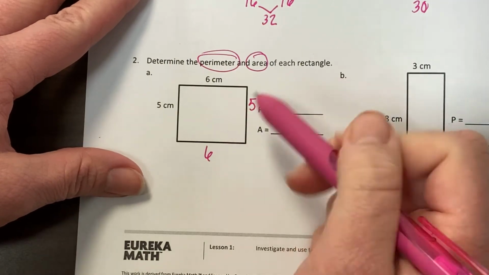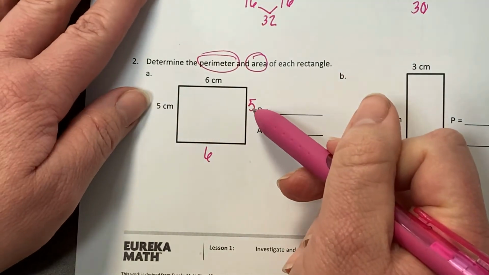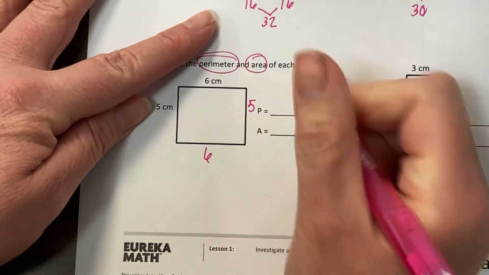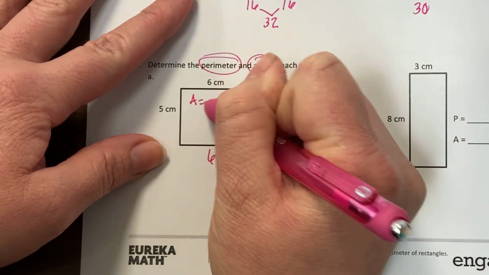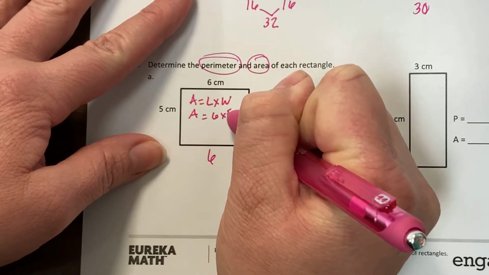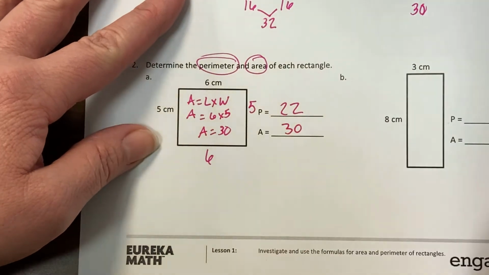Well, I know that perimeter equals length plus length plus width plus width. And I've got 2 right here. I can make it 10. And then I've got 12. So 10 plus 12 is 22. My area equals length times width. So my area has to equal 6 times 5, which is 30. So it's going to be 30 for that.